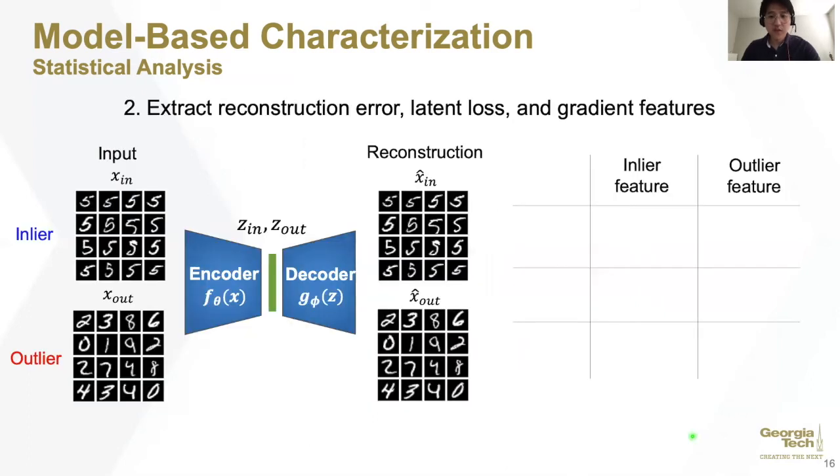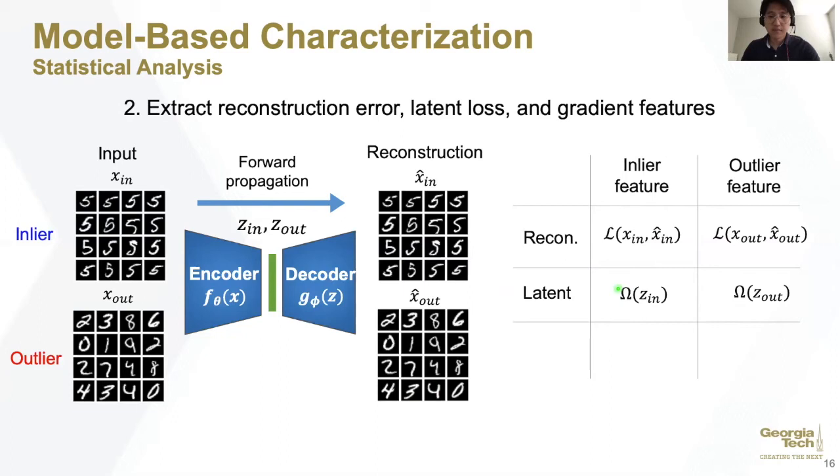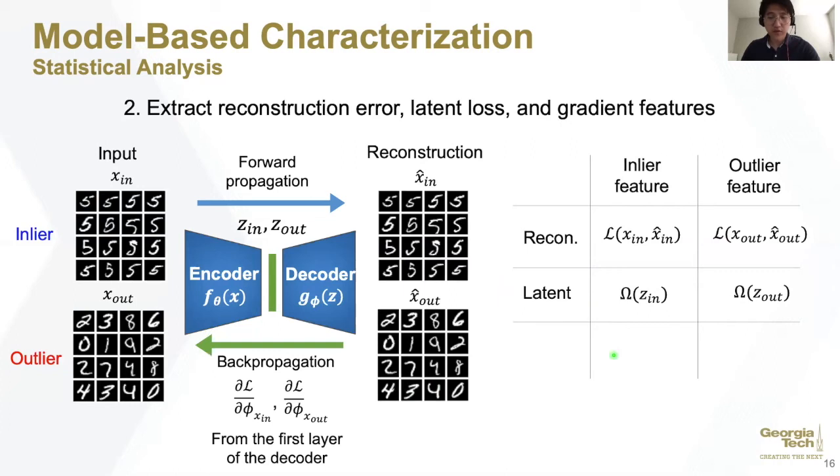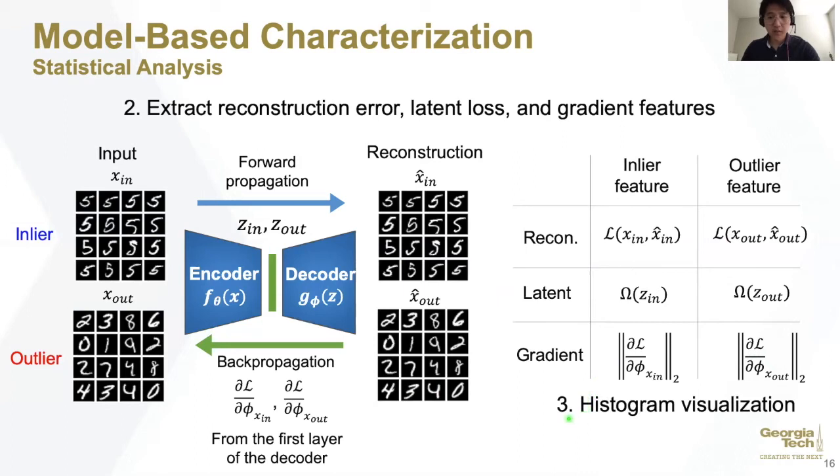After training, we extract reconstruction error, latent loss, and gradient features from the trained VAE using digit 5 inlier images and outlier samples from other digits. In particular, from the forward propagation, we obtain the reconstruction error and the latent loss. And from the backpropagation, we compute the L2 norm of gradients with respect to the first layer of the decoder weights. Finally, we visualize these errors and statistics using histograms to show which features are more discriminant for novelty detection.